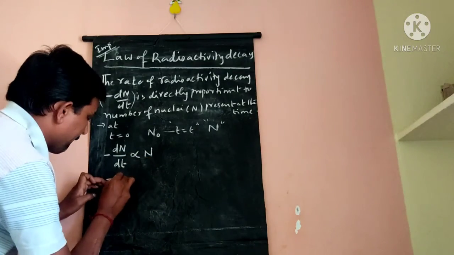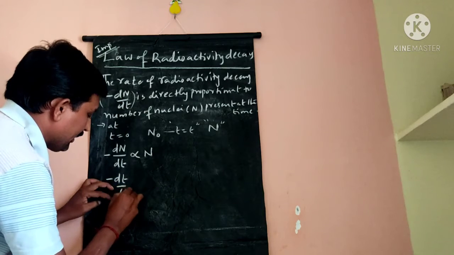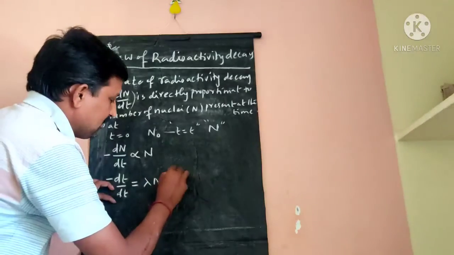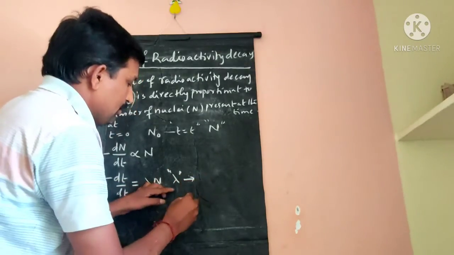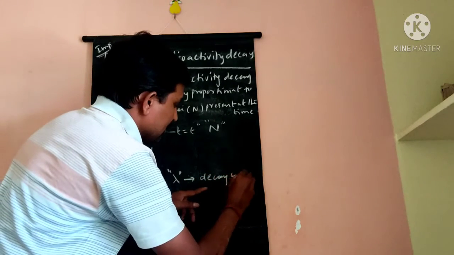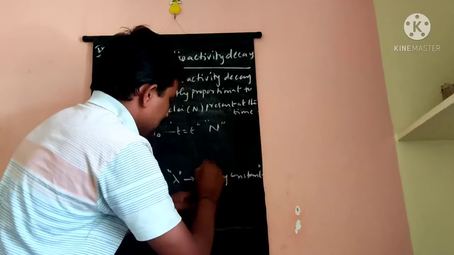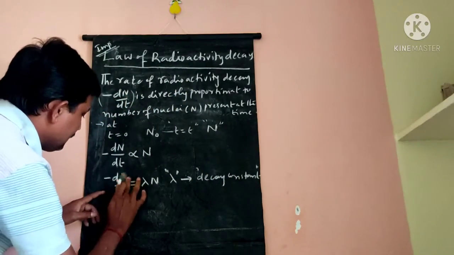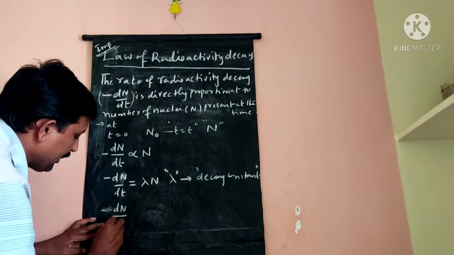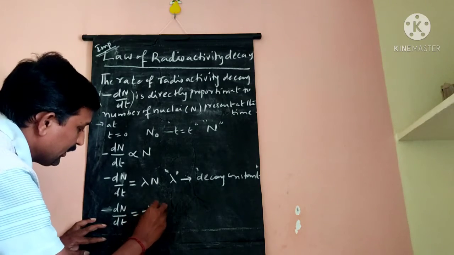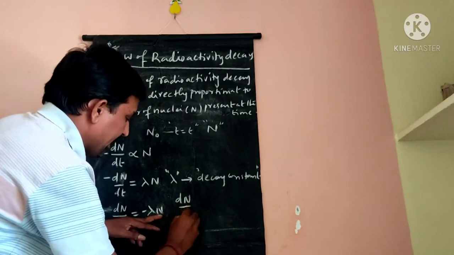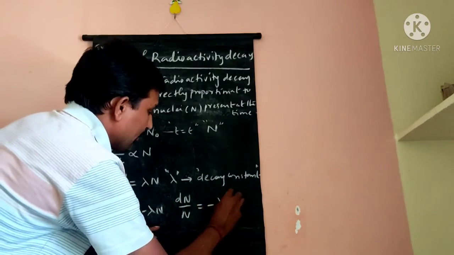Removing the proportionality, we write lambda into N. Lambda is called the proportionality constant, also known as the decay constant. So the equation is written as minus dN by dt equals lambda into N, and also written as dN by N equals minus lambda into dt.